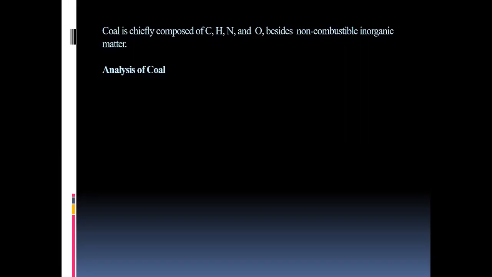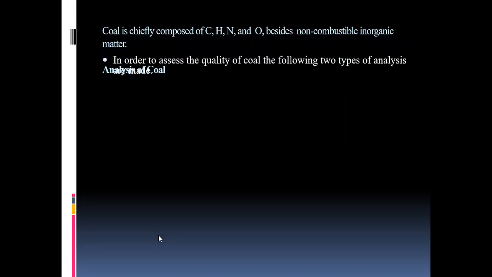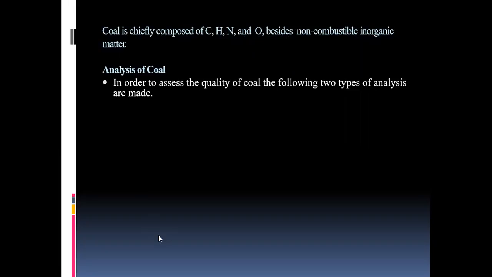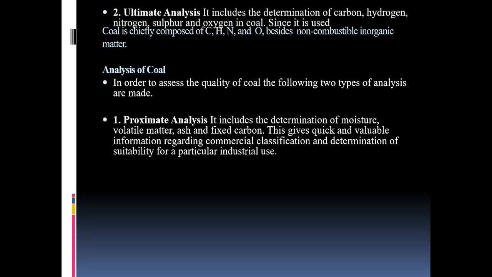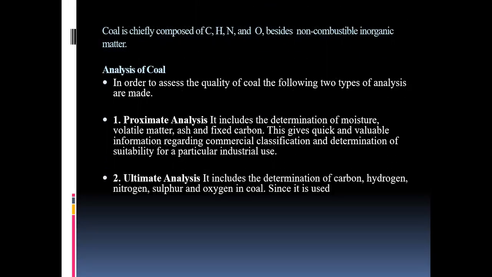The analysis of coal is mainly divided into two types, namely proximate analysis and ultimate analysis. Coming to the proximate analysis, we will determine the amount of moisture, volatile matter, ash, and fixed carbon that is present in the coal.